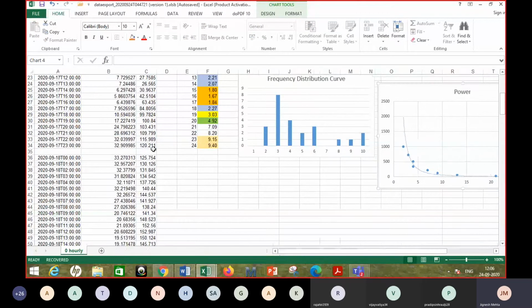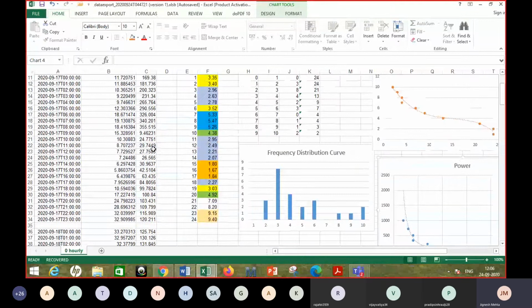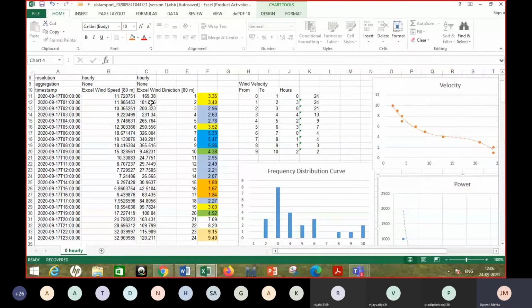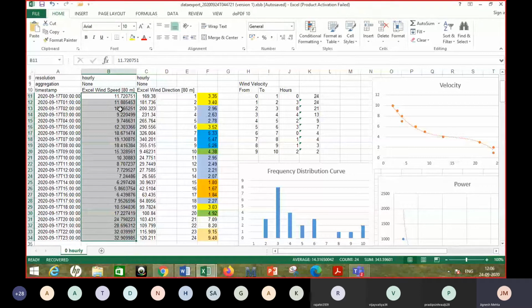from a particular site which was available on a particular website on the internet. So here is your wind velocity. Of course, I am taking only 24 hours of a particular day, right? And this seems to be in kilometers per hour. Okay, so at different times, this is the hourly average. So you can see the values 11.7, 11.8, 10.3, and so on, right? So these were the different wind velocities measured over 24 hours.